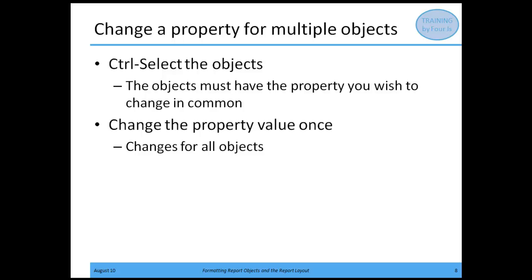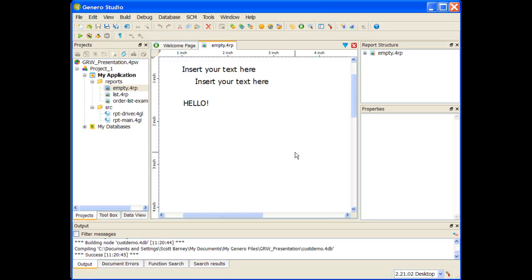If you want to change a property for multiple objects, it is possible as long as those objects all share that same property. So what you need to do is control select the objects, and then you change the property value once, and it will change for all objects that you've selected. Let's go ahead and take a look at this. On my report here, I've placed 3 word boxes. Let me just verify.